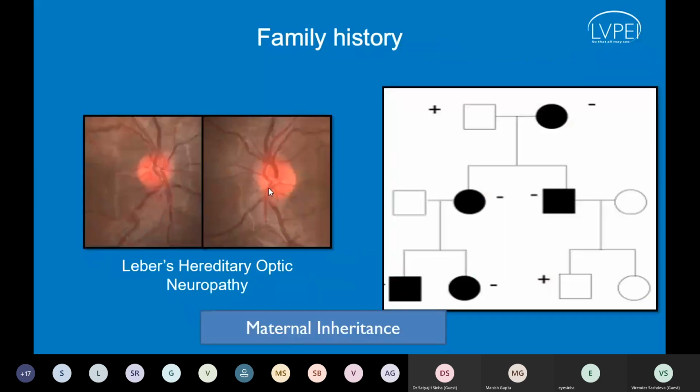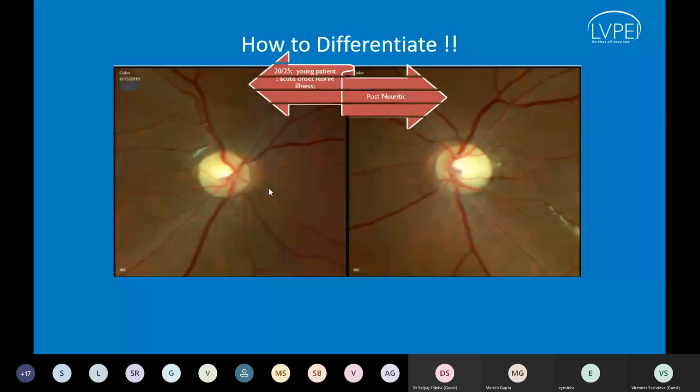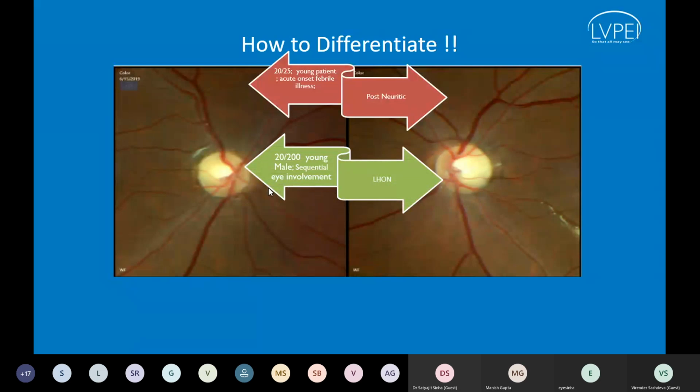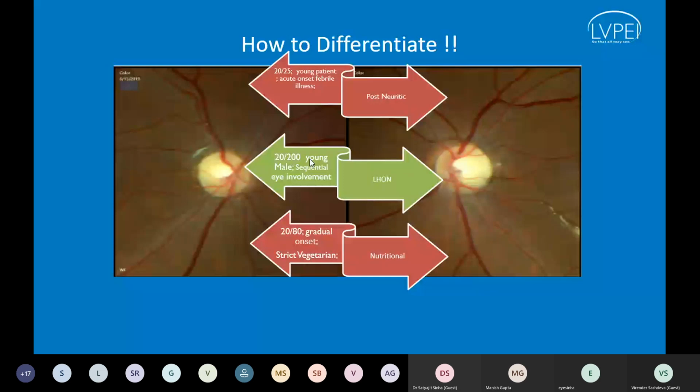So how do you differentiate a patient presenting to us with a temporal pallor? The first example is that of a young patient with acute onset febrile illness and temporal pallor, most likely a postneuritic optic atrophy. If it is a sequential involvement in a young male and vision is quite subnormal, like 20/100, 20/200, think that you could be dealing with a Leber's hereditary optic neuropathy. If the patient had a gradual onset vision loss, his vision is relatively good, 20/60, 20/50, 20/80, and he is a strict vegetarian, what should you be thinking? The patient could be having a nutritional optic neuropathy that is causing the optic atrophy.